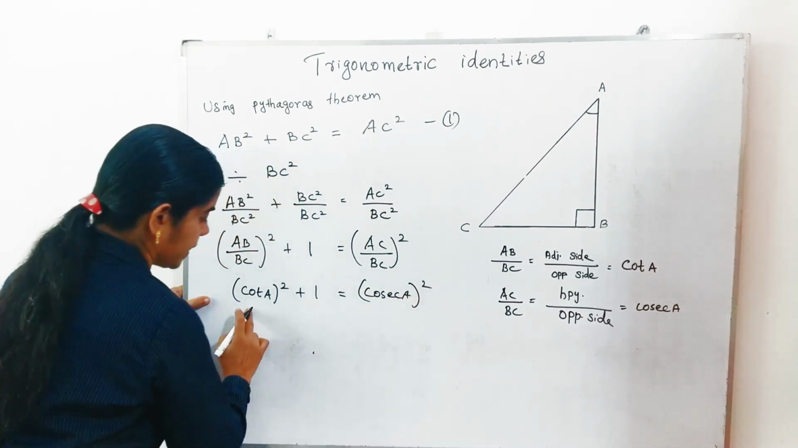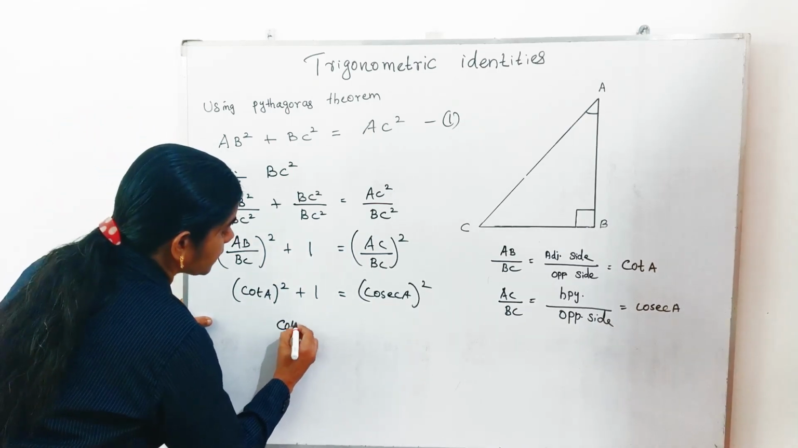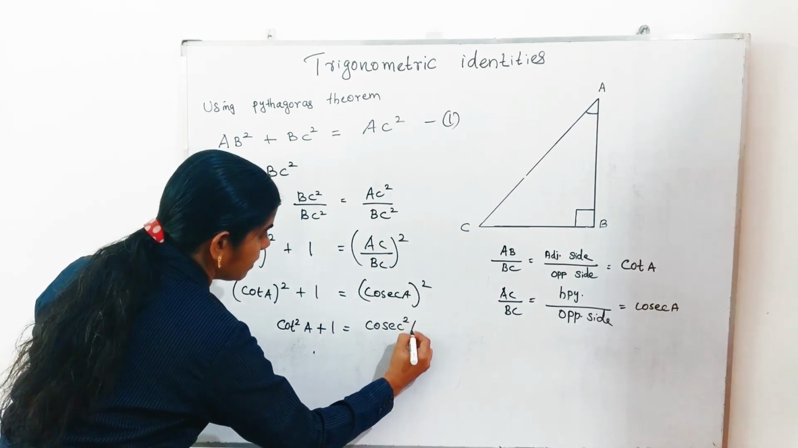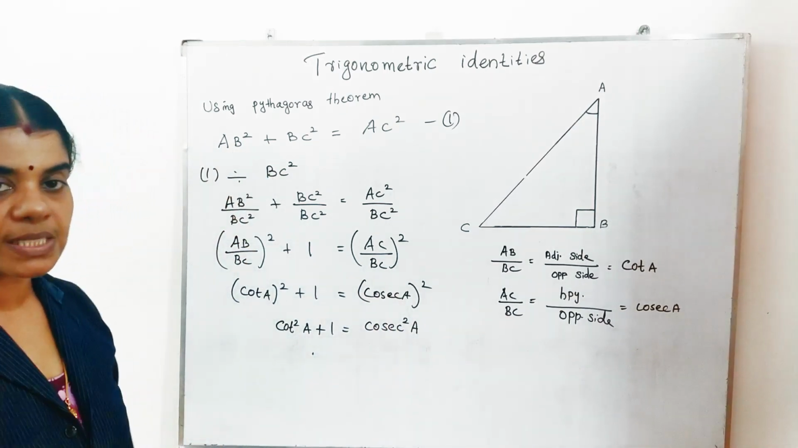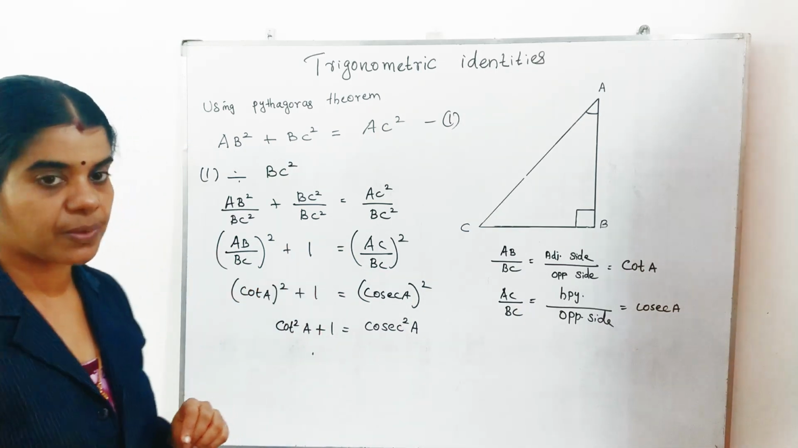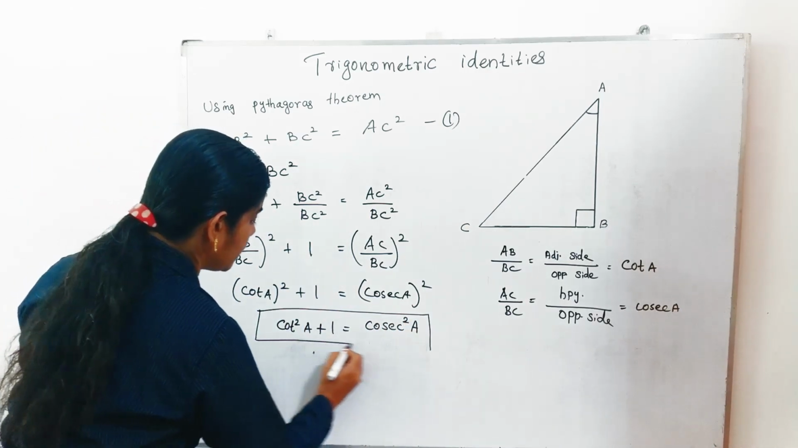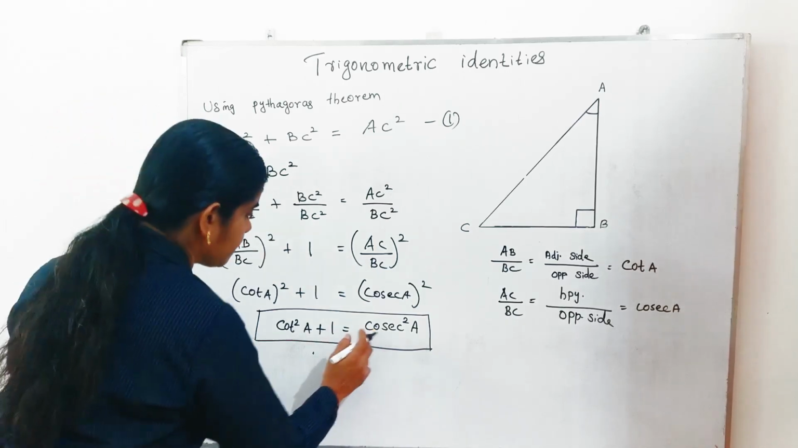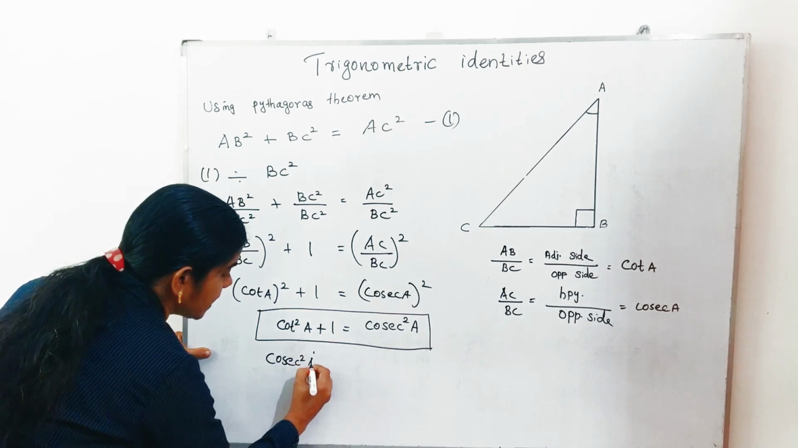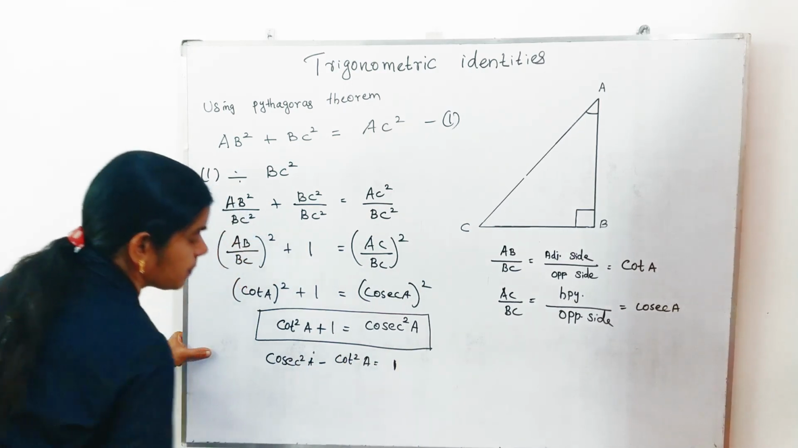So cot A whole square means cot square A. Cot square A plus 1 is equal to cosec square A. Otherwise, 1 plus cot square A is equal to cosec square A. From this you can write down two more identities. Taking cot square A there, cosec square A minus cot square A is equal to 1.